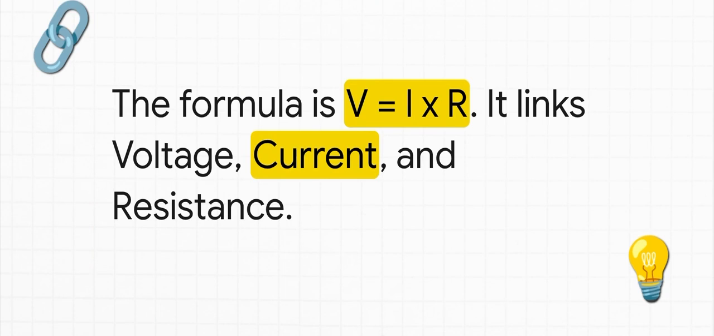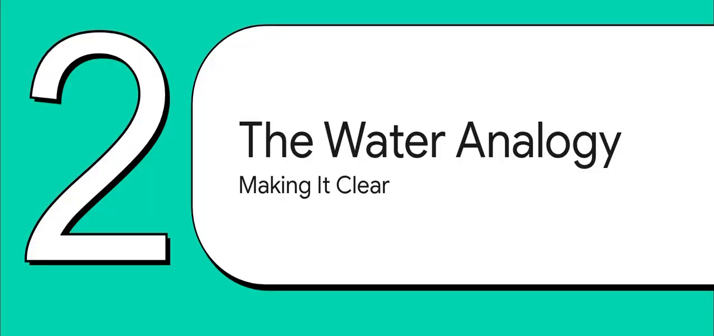And here's the magic. What Georg Ohm discovered is the beautifully simple equation that ties them all together. Voltage equals current times resistance. That's it. That's the law. And what it means is that for most things, electricity is no longer a mystery. If you know any two of these, you can figure out the third. Every single time.